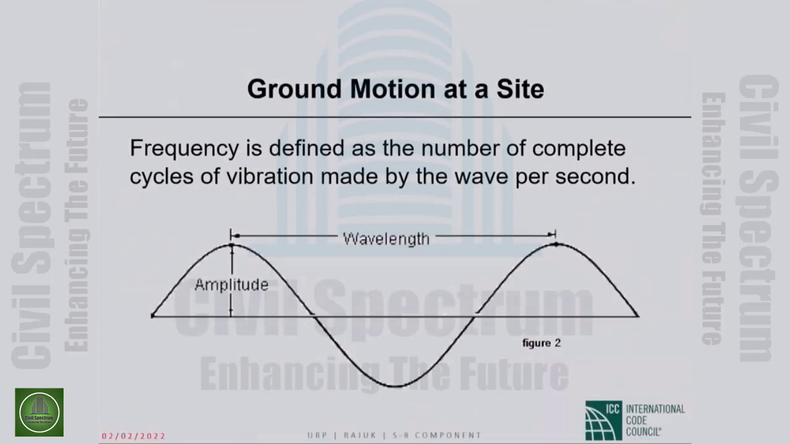Now, some basic things. Frequency is defined as the number of complete cycles of vibration made by the wave per second. So a complete cycle of vibration would be from this zero crossing to that zero crossing, or from this crest to that crest. Okay, you go from an extreme position in one direction, cross the zero axis, go to an extreme position in the other direction, cross the zero axis again, and get back to an extreme position in the first direction. Okay, so that would be one wave, and the length of that wave would be the wavelength. Frequency is how many of those waves you make in 1 second.